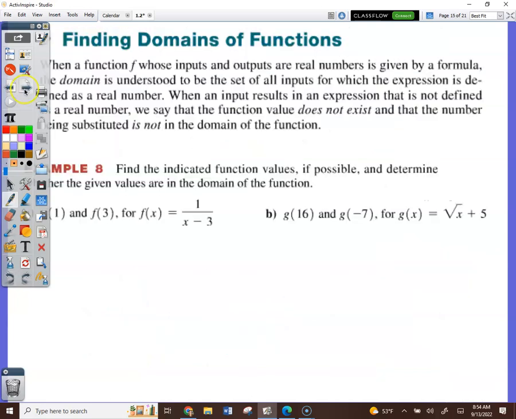All right. Now let's talk about domain and range.